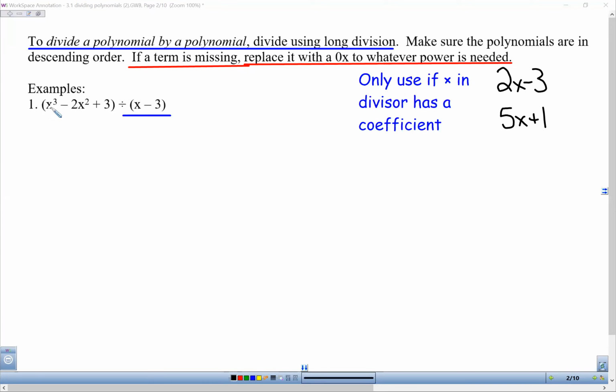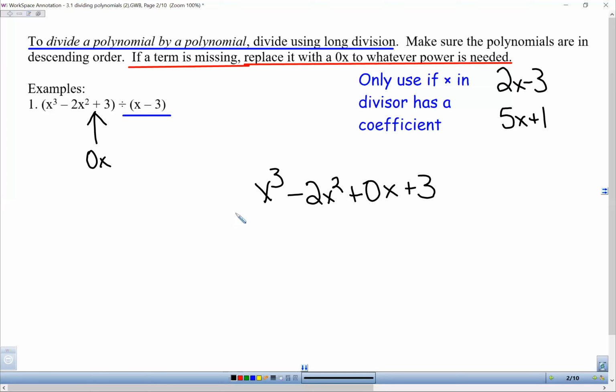So you can see here we're missing the x term, which should be in here. So in place of that, we're going to put a 0x. So we got x to the third minus 2x squared plus 0x plus 3. And it's long division, so it's just like you did back in, I don't know, 3rd grade or something. We're dividing by x minus 3.